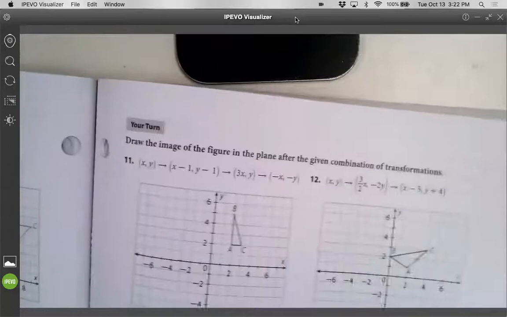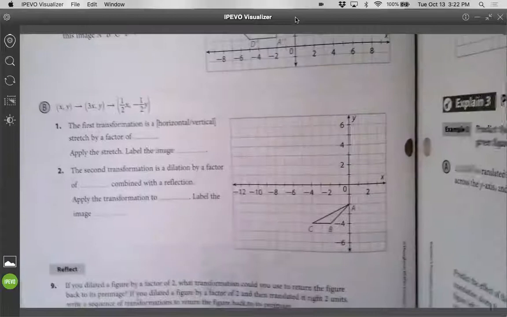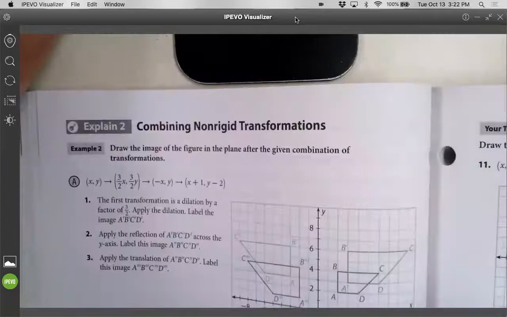On the next page, page 118, you begin to get introduced to some transformations that are not isometric. Another way that you might hear them described or see them described is non-rigid. Rigid motions keep figures congruent. Non-rigid motions do not keep figures congruent.